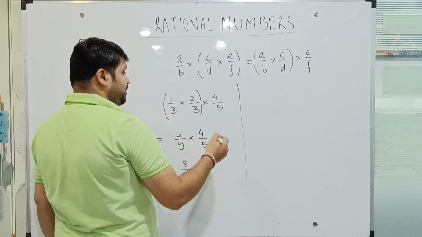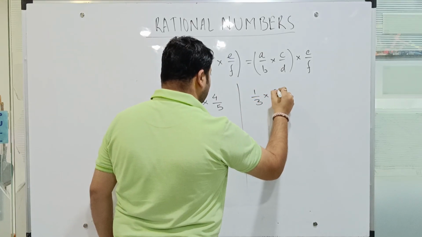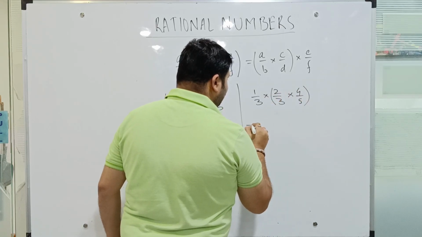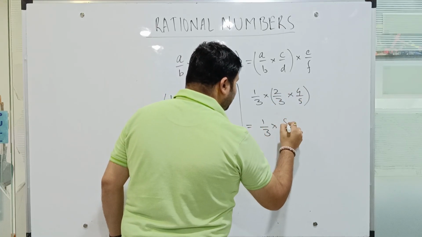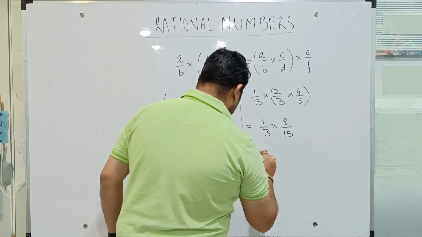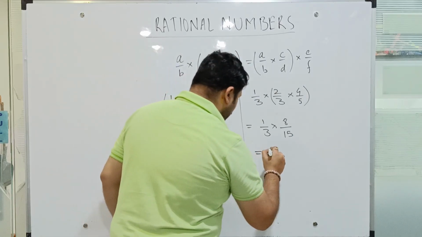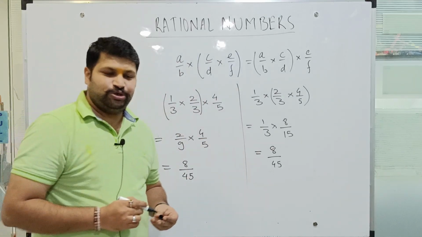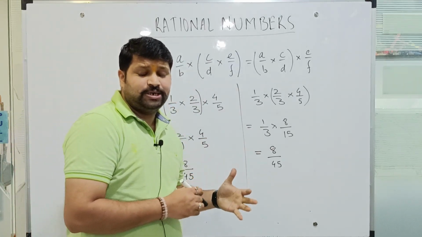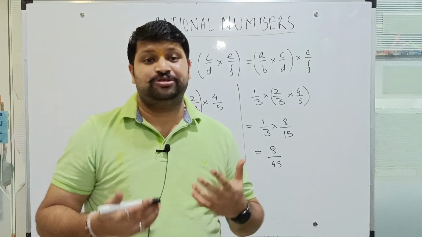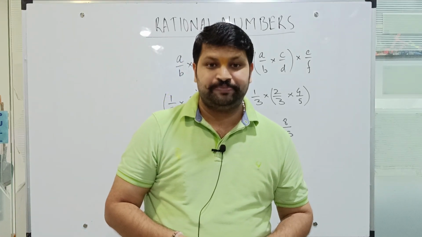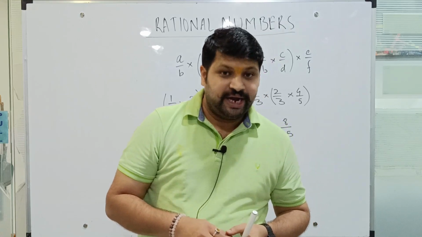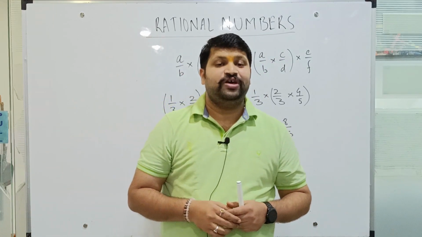If I group them separately, that is, I write 1 upon 3 multiplied by 2 upon 3 times 4 upon 5, then I would get it as 1 upon 3 multiplied by 8 upon 15, which would be equal to 8 upon 45. Exactly the same answer. So we say that multiplication of rational numbers follows associative property. Let's go ahead and talk about the multiplicative identity and the multiplicative inverse.